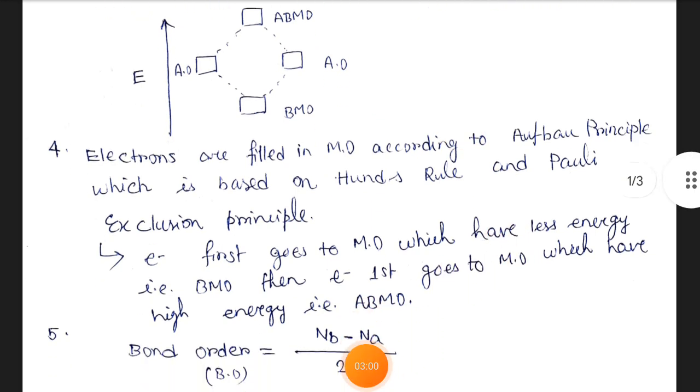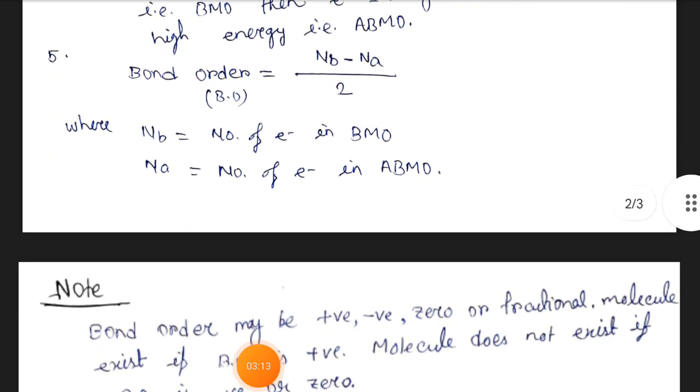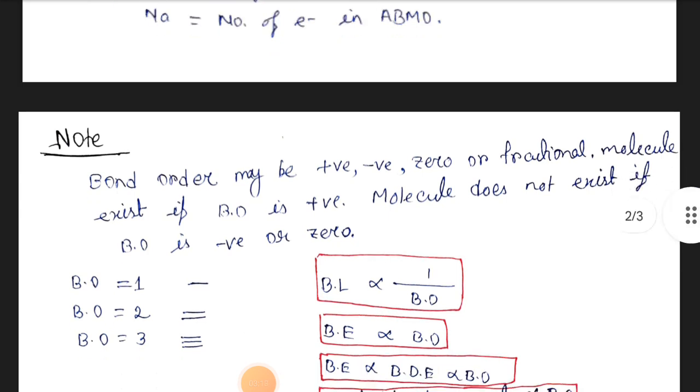Next, here is a very important formula, the bond order calculation. Bond order is equal to the number of bonding electrons minus the number of antibonding electrons, divided by 2. This is a very important formula. From this topic, bond order may be positive, negative, 0 or fractional. Questions are often asked from this line. A molecule exists if the bond order is positive, but a molecule does not exist if the bond order is negative or 0. This is a very important line; you have to remember it.